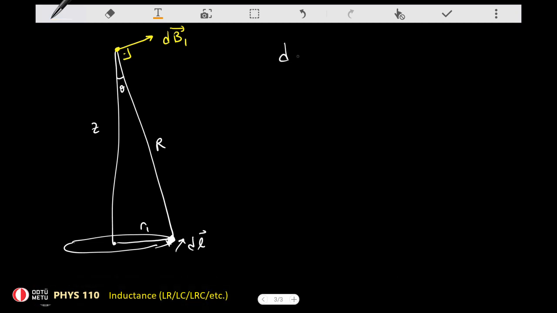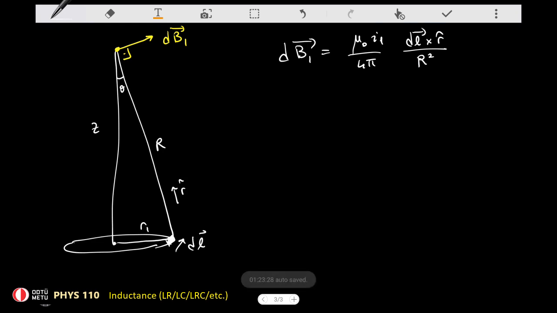What is that magnetic field? dB1 is equal to mu0 I1 divided by 4 pi, times dl cross r unit vector divided by r squared. The r unit vector is that unit vector. In any case, we don't need that direction here, because by using the right hand rule and the angles, we can express the direction like that. As a result, the magnitude of that magnetic field is equal to dl divided by r squared in magnitude.